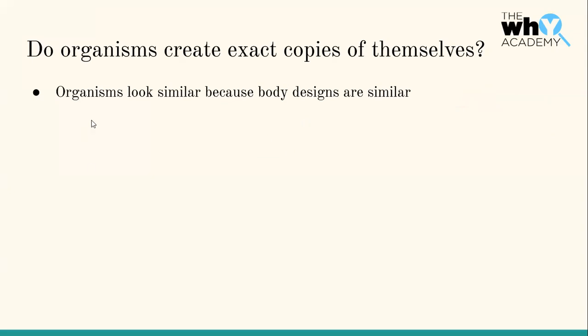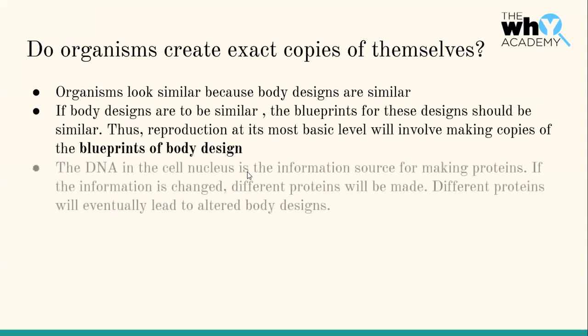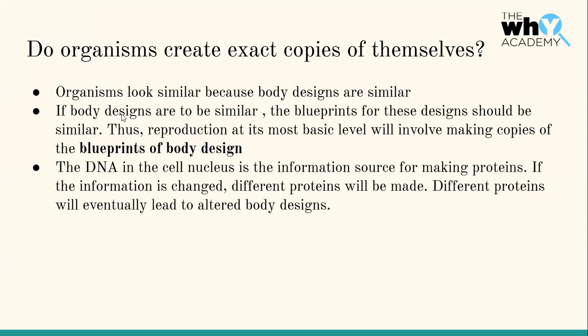Organisms look similar because body designs are similar. And if body designs are to be similar, the blueprints for these designs should be similar. Basically, what they're trying to say is, if you take humans for example, we are supposed to have two eyes, one nose, one mouth with maybe 30 to 32 teeth, hair, etc. Yeah, two arms. Forgive my drawing. Two legs. Something like this. So this is the basic blueprint.